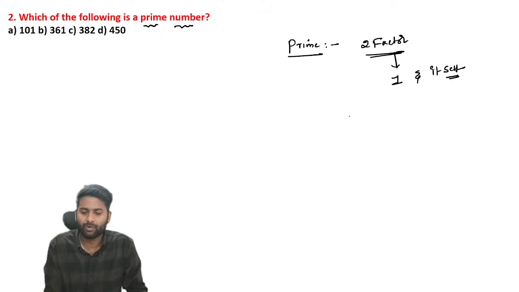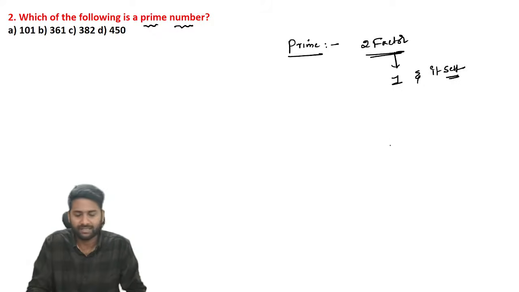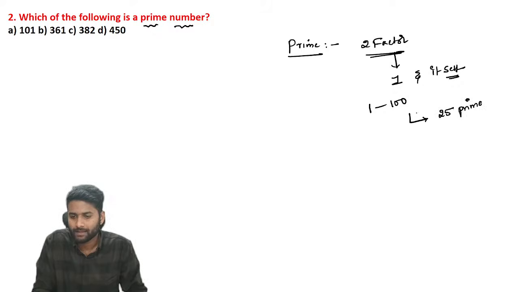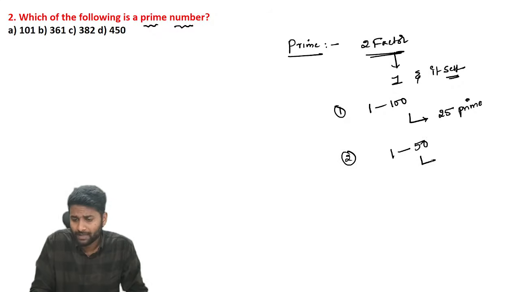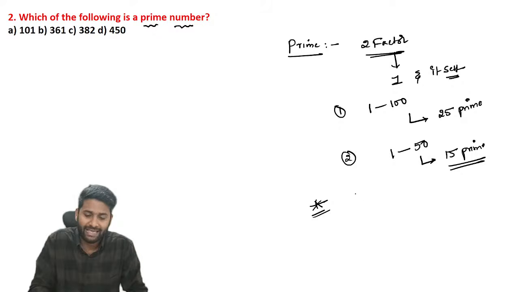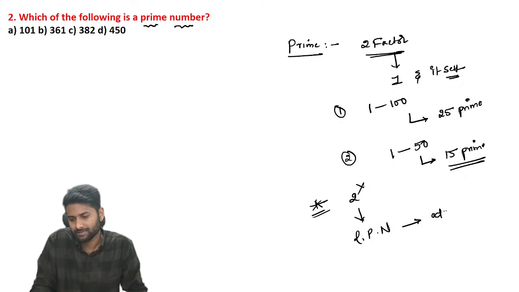And remember this point, maybe you can expect this information in a probability question. From 1 to 100, the total number of primes is 25. In the same way, remember this information: from 1 to 50, the total prime numbers are 15. And one important point, remember guys, except 2, all the remaining prime numbers are odd numbers.